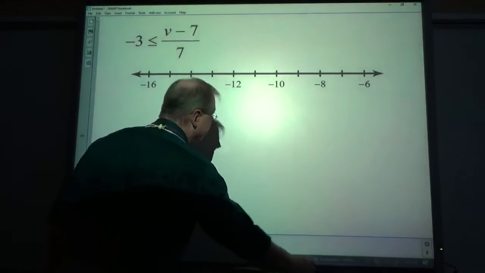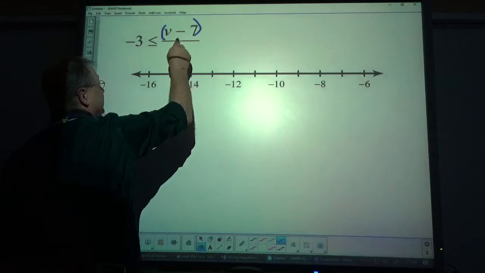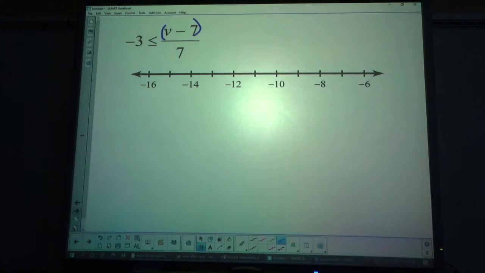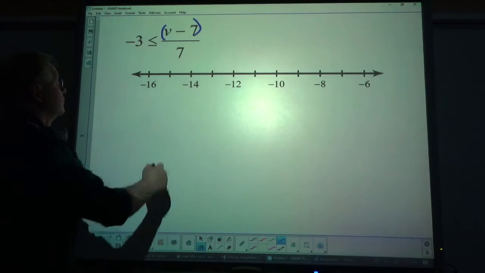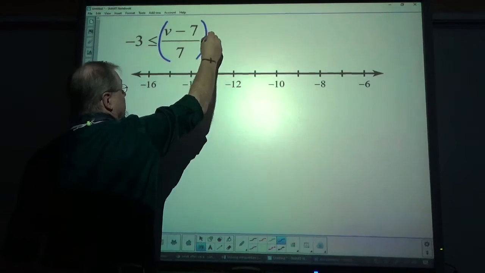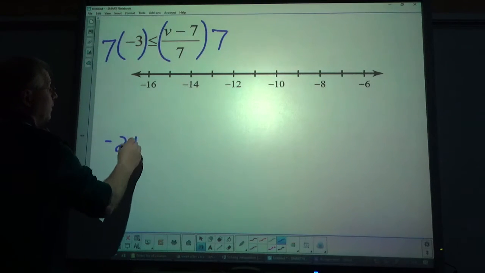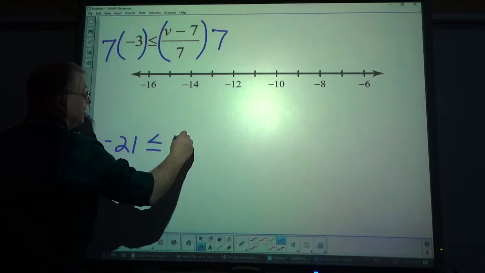This one's a little different. I really need to get rid of the division before I try to get rid of addition or subtraction, because it's kind of like the 7 is dividing the parentheses on the top, because the top and the bottom are like division, and it's got parentheses. So I'm going to multiply both sides to get rid of the division by 7 here. So that's going to give me negative 21 is less than or equal to v minus 7.